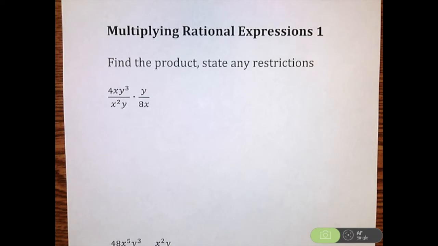All right, let's talk about multiplying rational expressions. This is going to be the first of, I think, 2 videos. So multiplying rational expressions. We're going to find the product. Also, we're going to state any restrictions.